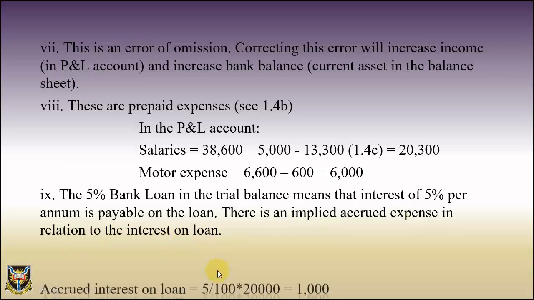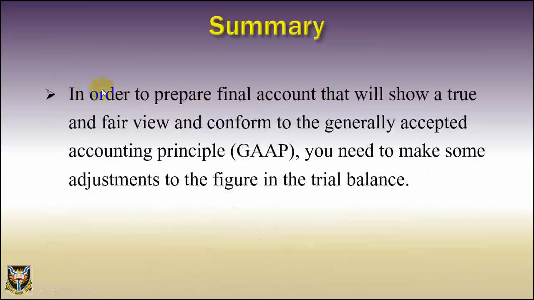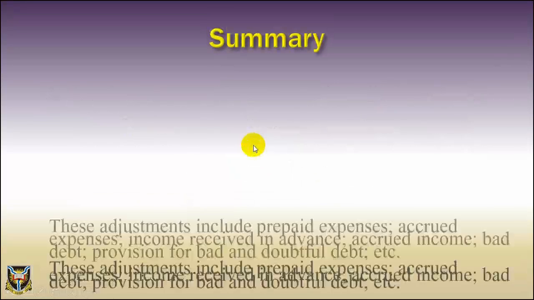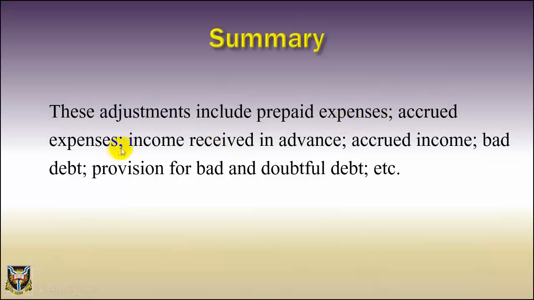Summary. In order to prepare final accounts that will show a true and fair view and conform to the generally accepted accounting principles, GAAP, you need to make some adjustments to the figures in the trial balance. These adjustments include prepaid expenses, accrued expenses, income received in advance, accrued income, bad debt, provision for bad and doubtful debt, provision for discount allowed on debtors, provision for discount receivable on creditors, provision for depreciation, drawings, and errors.